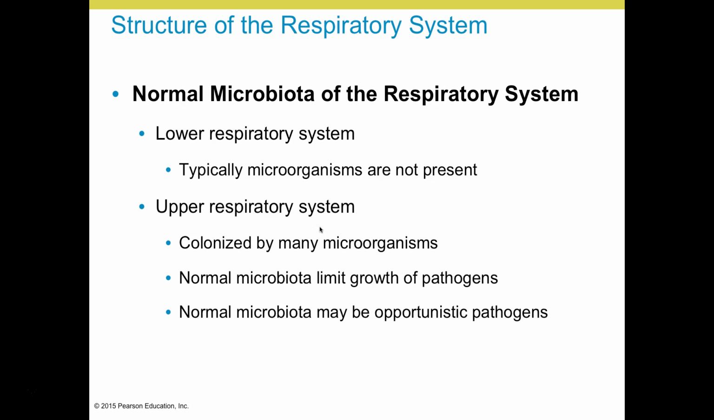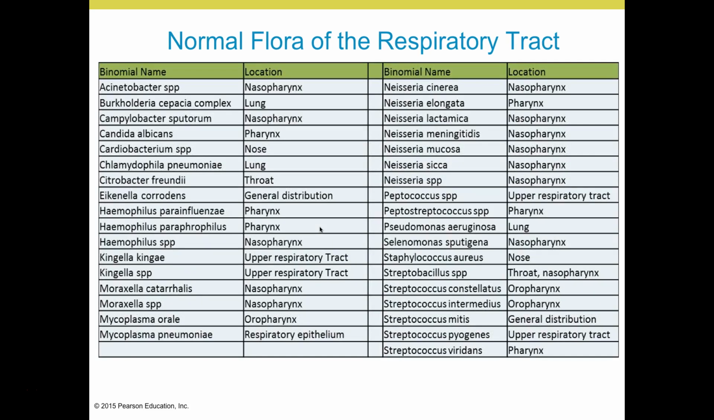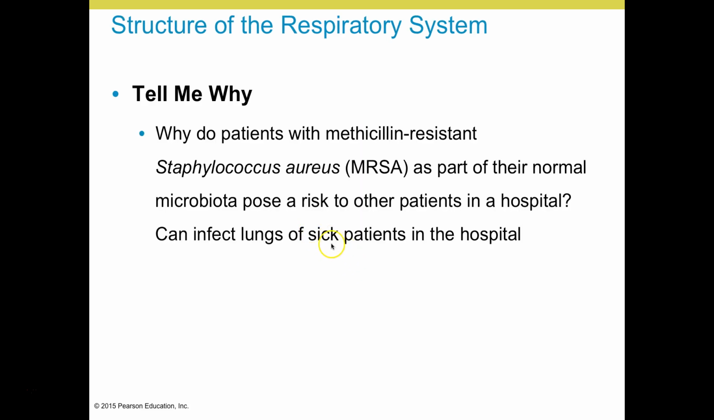We do have normal microbiota in the lower and upper respiratory system. They are typically not present in the lower respiratory system. However, in the upper, we do have normal microbiota, and they actually help us to limit growth of pathogens. However, they can also become opportunistic pathogens. And here we have the normal flora of the respiratory tract. Tell me why.